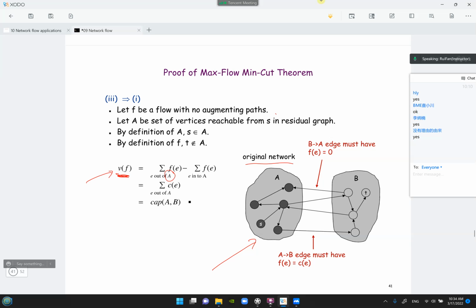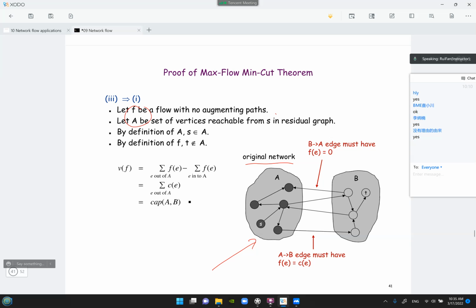And then you look at all of the flow going out of that cut minus all the flow going into that cut. So this always holds for any cut A. And so in particular, for this A that we constructed, we have this relationship.